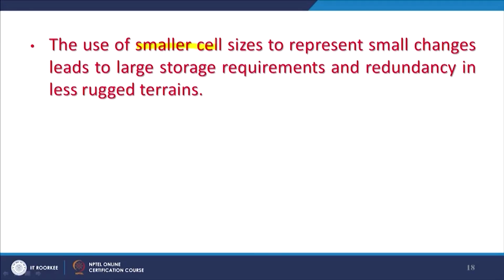Now, if we go for higher spatial resolution, that means we represent a small ground area through smaller cell sizes in the digital elevation model. Then there might be large storage requirements, and we will also introduce redundancy, especially in the case of less rugged terrain. For example, if I develop a very high spatial resolution digital elevation model for a part of the Indo-Gangetic plain, a flat or near flat area, then I am introducing a lot of redundancy.